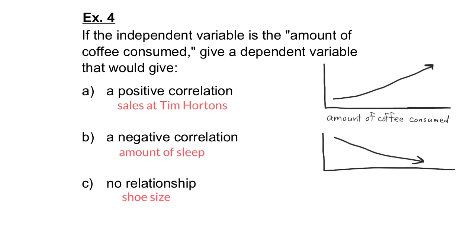Okay, so here are some ideas I had. A positive correlation. So as the amount of coffee consumed increases, perhaps sales at Tim Hortons would also increase. That would be a positive correlation. Negative correlation, amount of sleep. You would expect as more coffee is consumed, the amount of sleep will decrease. And no relationship at all, shoe size. Okay, so the amount of coffee consumed, I would expect there to be no relationship with a person's shoe size.